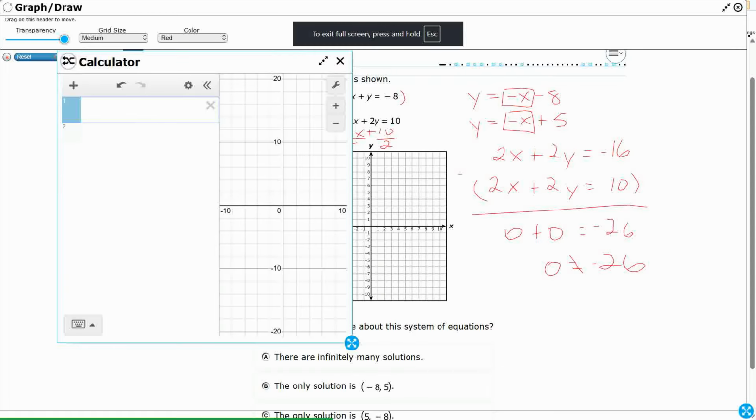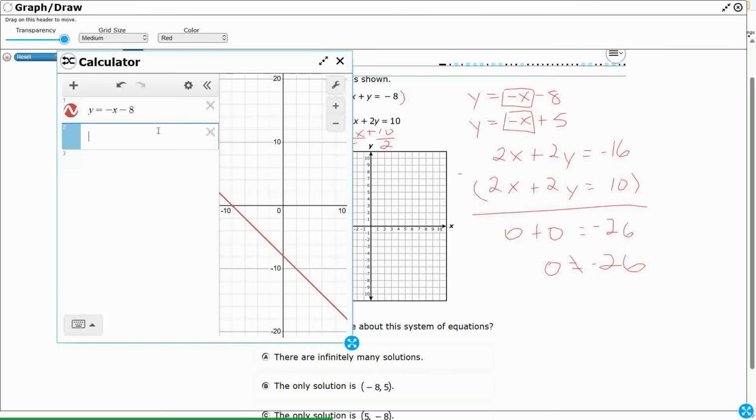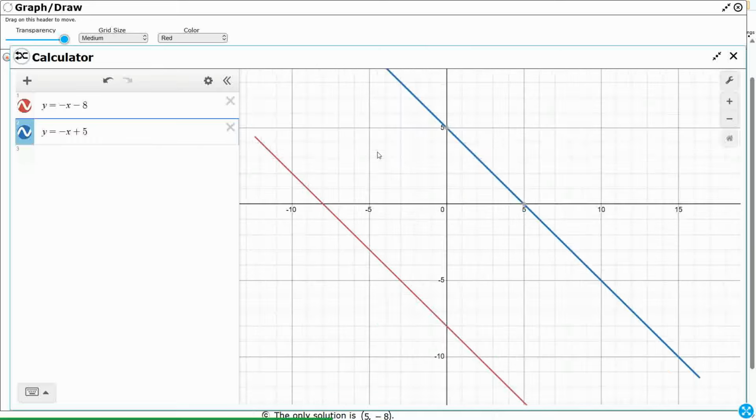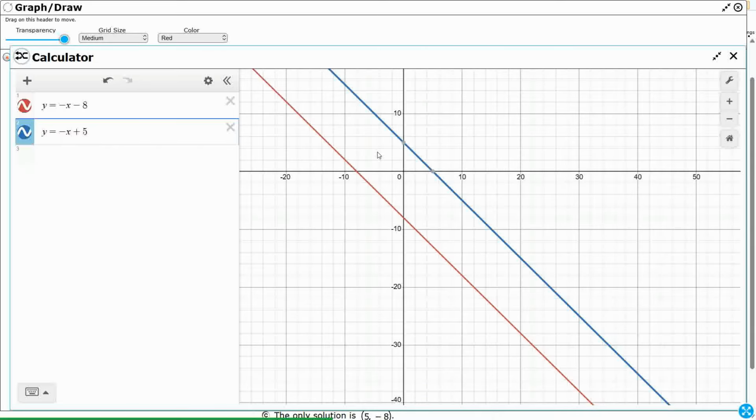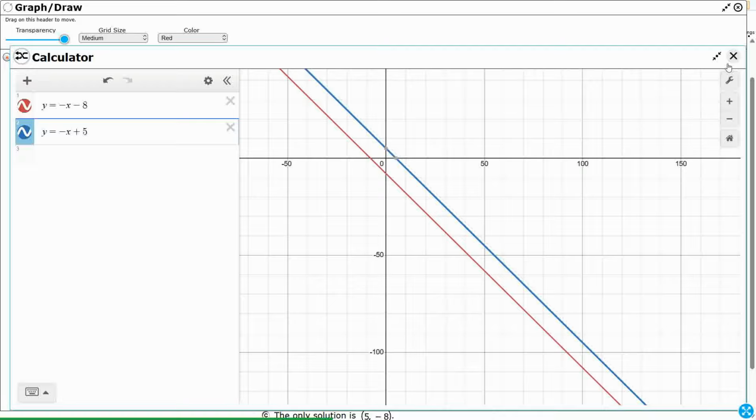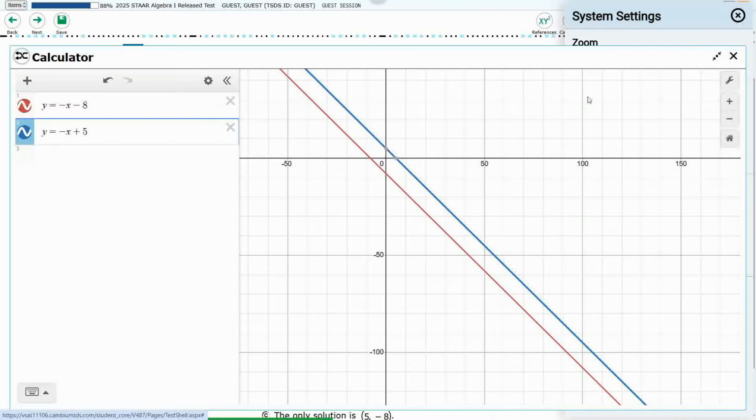So we want to put both of those in here. So y equals negative x minus 8. So that's going to push it down. And then I've got y equals negative x plus 5. That's way high. And they're parallel, never touch, which means there's no solution. All right, so that is going to be our answer. We've got D.